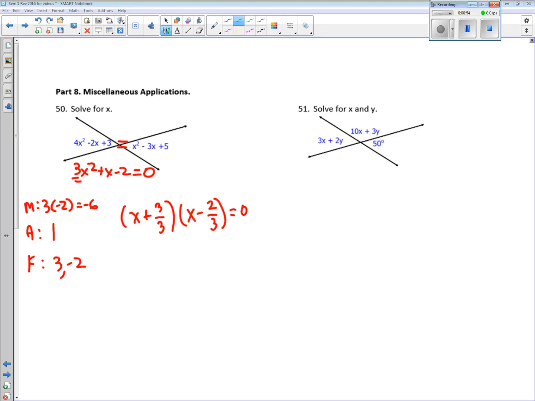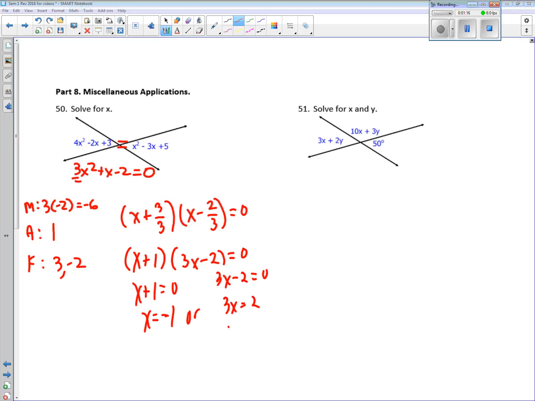So that is an in-between step. Technically what this represents is x plus 1 because I reduced that. And this other parenthesis is going to turn into 3x minus 2. So if x plus 1 equals 0, subtract 1 from both sides, you get negative 1. Or over here, if 3x minus 2 equals 0, if you add 2 to both sides and then divide by 3, you get x equals 2/3.